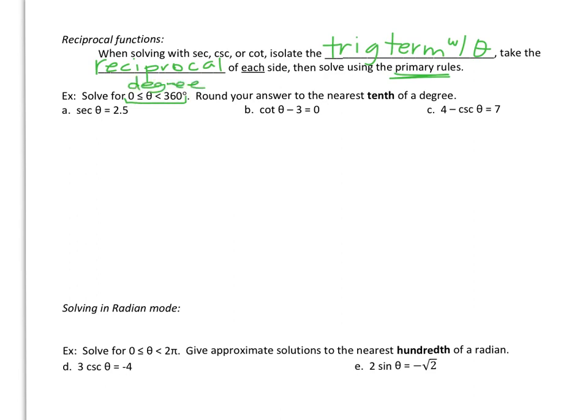And we'll keep the same rounding rule in degrees. We're going to round to the nearest tenth. Secant theta equals 2.5. So secant theta isn't one of our primary functions, it's a reciprocal function. So it says step 1, isolate the trig term with theta. The trig term is all by itself on that left-hand side, so it's isolated.